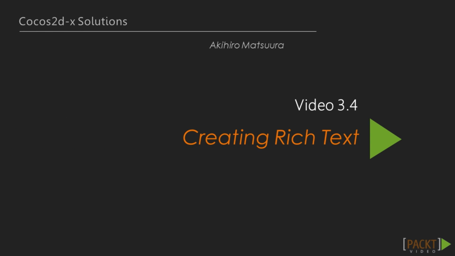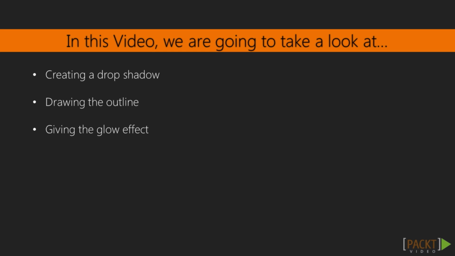In the last video, we looked at creating labels with bitmap fonts. In this video, we'll add some effects to our labels. We'll create a drop shadow, an outline, and then add a glow effect to our label.